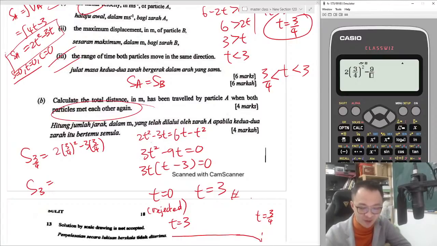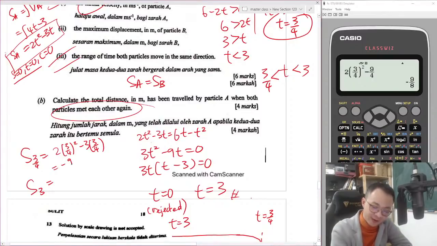Okay, this is 9 over 4, so it's negative 9 over 8. Then I do it for 3. So this is 9, so it's 18 minus 9, so it's 9.